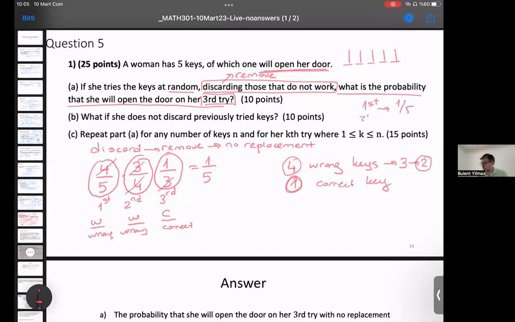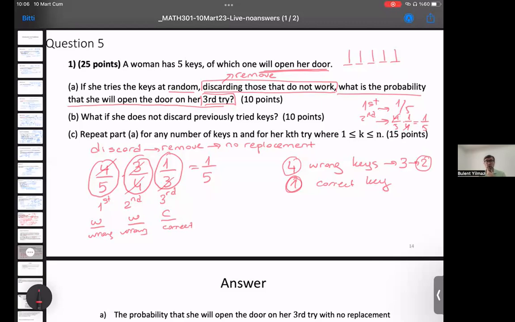If it were the second try, what would it be like? What would it be, arkadaşlar? If it were the second try, not the third try, what would be the answer? Again, 1/5, right? So then it will be 4/5 times 1/4. These are gone and 1/5. So the probability of obtaining the correct key in the first or second or third try is always 1/5. Interesting, right? So that's it. There is a rule for that.